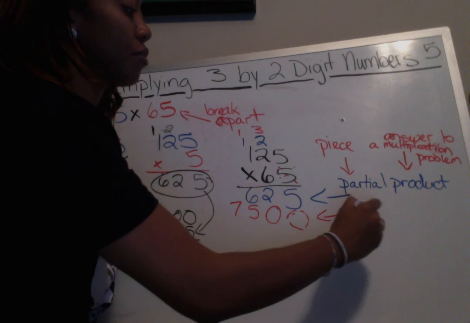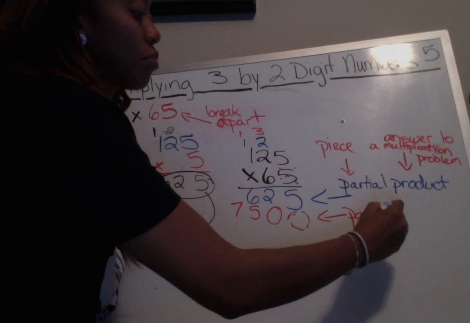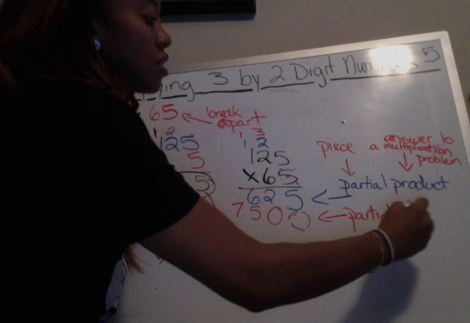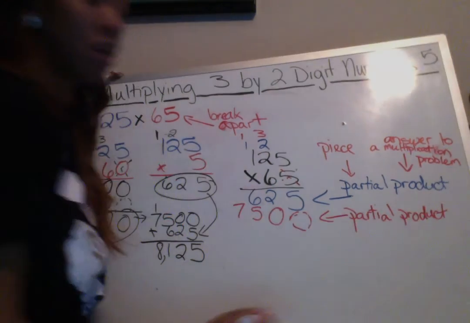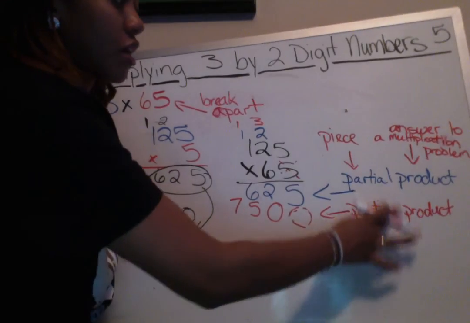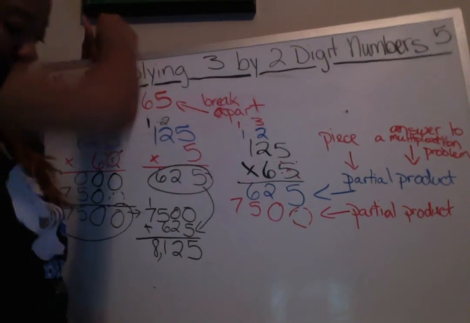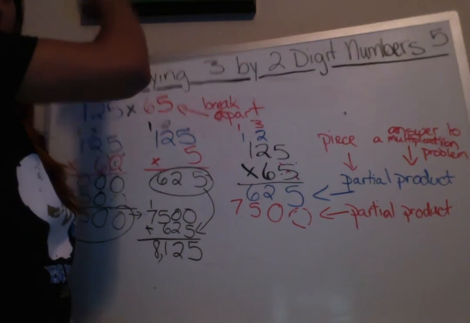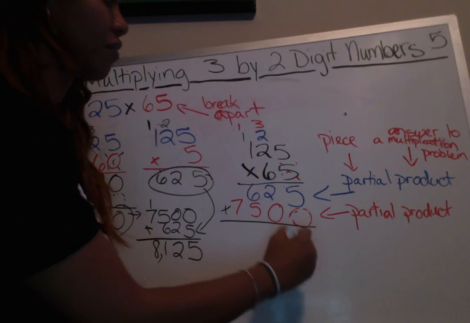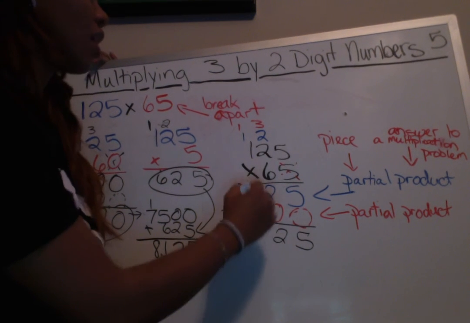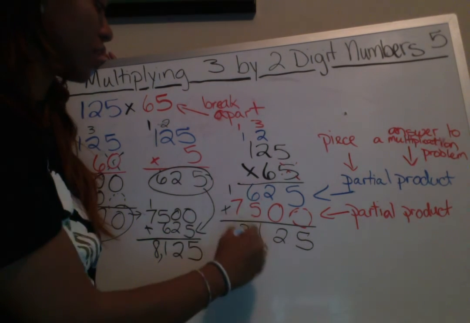Every time you have a number in the middle here to add, that is called a partial product. It's not your answer just yet, but you need it. You need this number to get your answer. So now we do that final step, which is to add. 5 plus 0 is 5. 2 plus 0 is 2. 6 plus 5 is 11. Carry the 1. 6 plus 1 is 8.